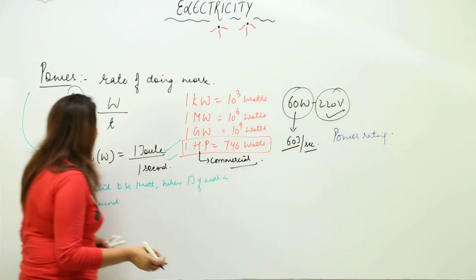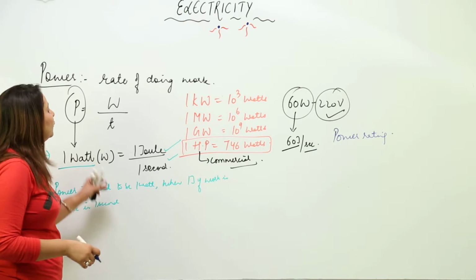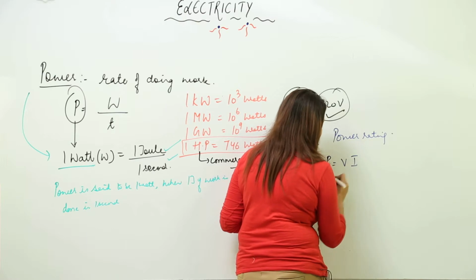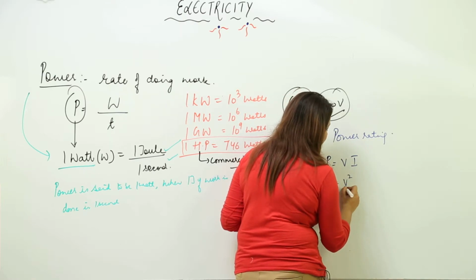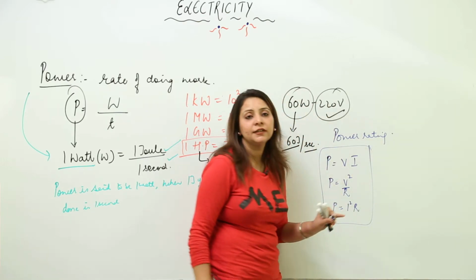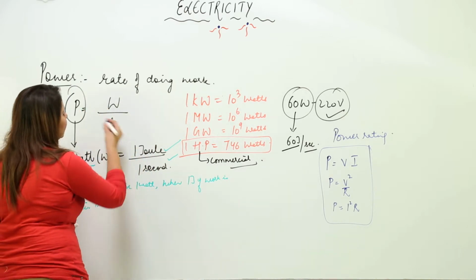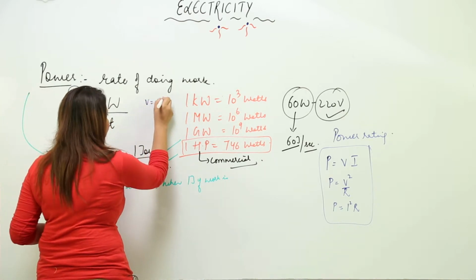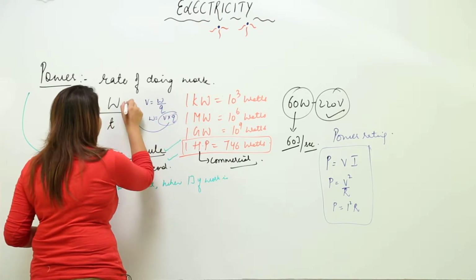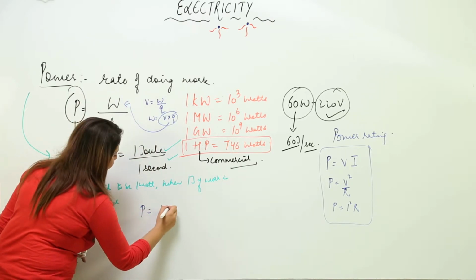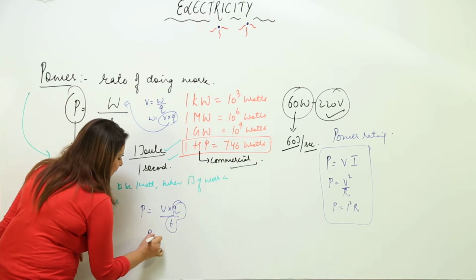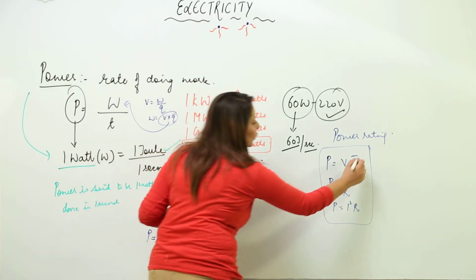We have different formulas, as we have discussed. Power is equal to work upon time. We have many more formulas using Ohm's law. P is equal to V into I, P is equal to V square upon R, and also P is equal to I square R. These three formulas are derived using Ohm's law. I'll solve one for you. We have V is equal to W upon Q, so I can write W is equal to V into Q. After putting this, what do I get? I get V into Q upon T, and we know that Q upon T is I. So P is equal to V into I.